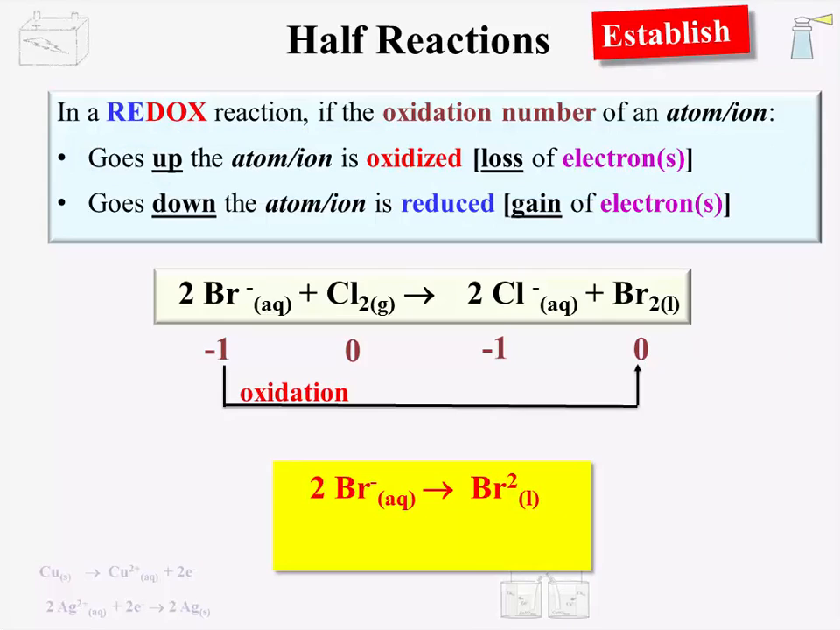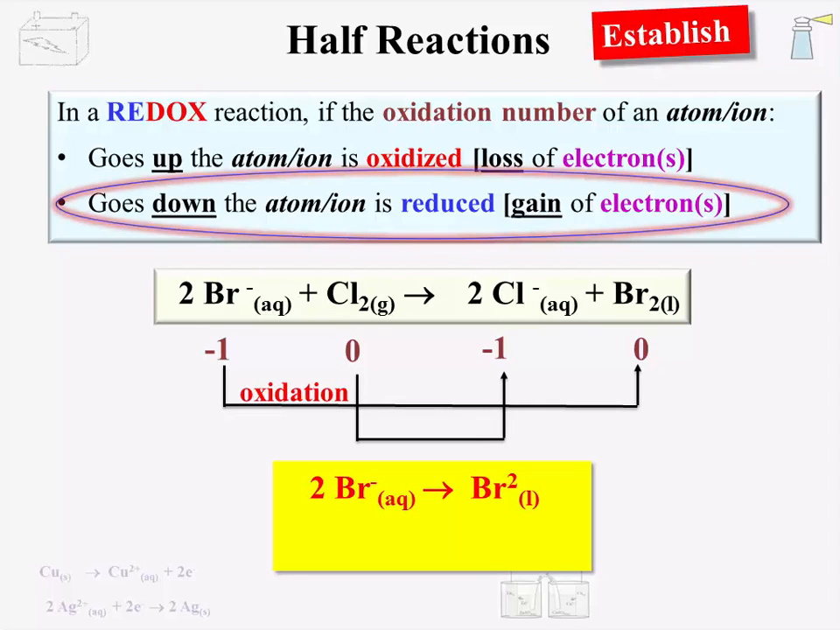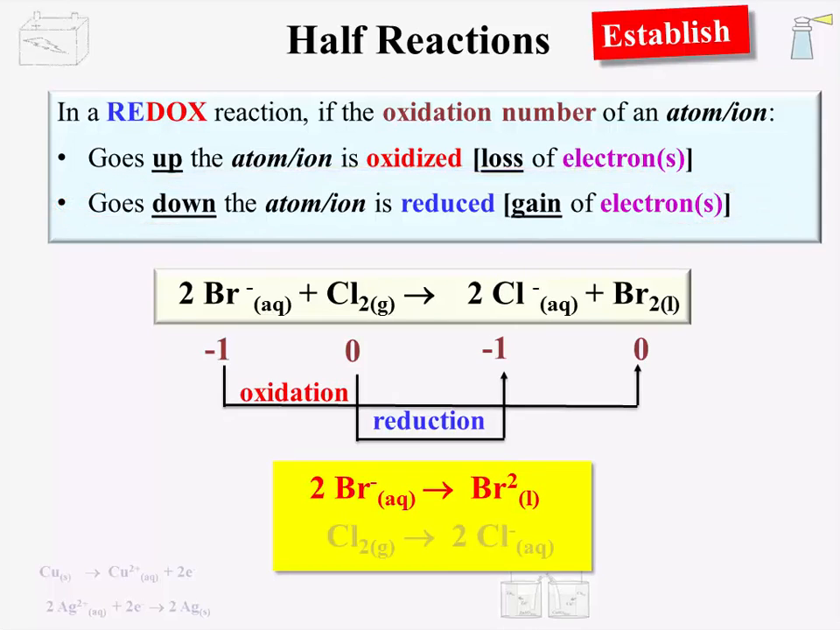Now looking at the chlorine, in going from reactant to product, the oxidation number decreases from 0 to -1. If the oxidation number goes down, the atom or ion is reduced. This is the reduction part of the reaction. Taking out just the chlorine and chloride establishes the other half reaction.